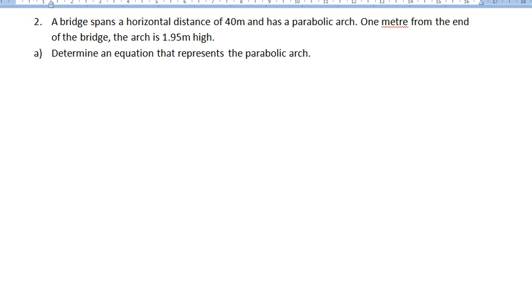Okay, question 2, we've got a bridge that spans a horizontal distance of 40 meters and has a parabolic arch. So that means it's going to be a quadratic function. And 1 meter from the end of the bridge, the arch is 1.95 meters high.